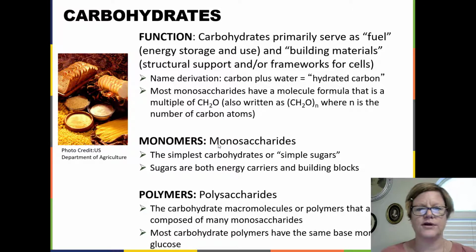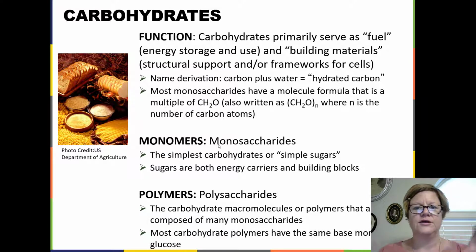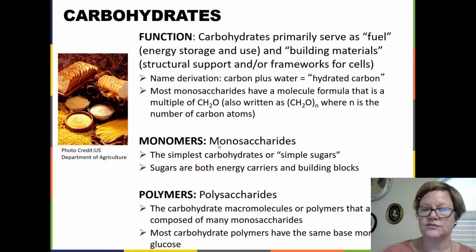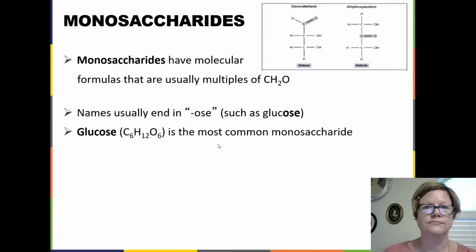And then polysaccharides would be if you have lots of monosaccharides that get joined together by those dehydration synthesis reactions, then the resulting molecule is called a polysaccharide. All right, so the simple sugars, the monosaccharides, are the monomers. They're the building blocks that get put together by those dehydration synthesis reactions to make the polysaccharides. And all of these are part of this carbohydrate category.